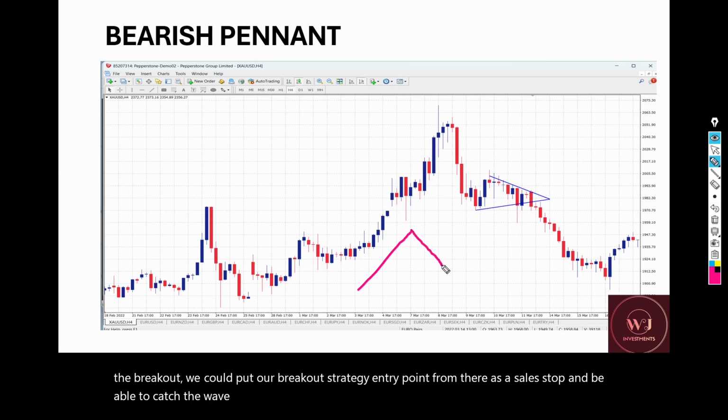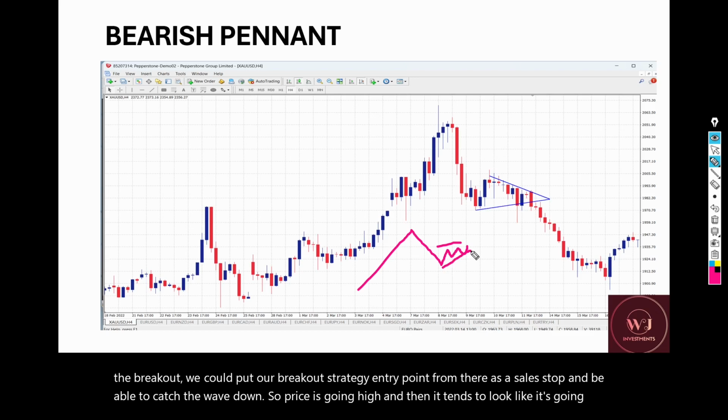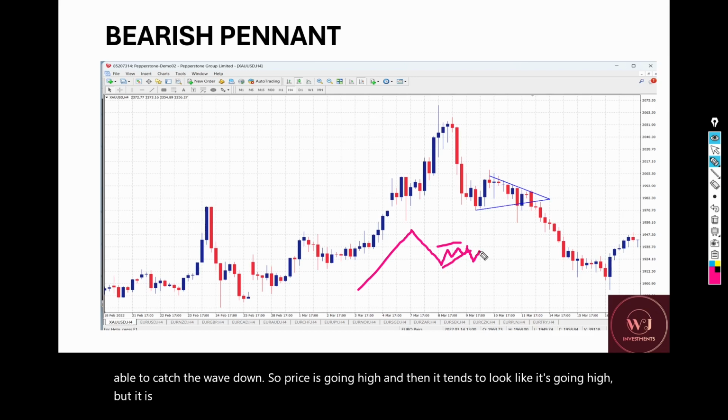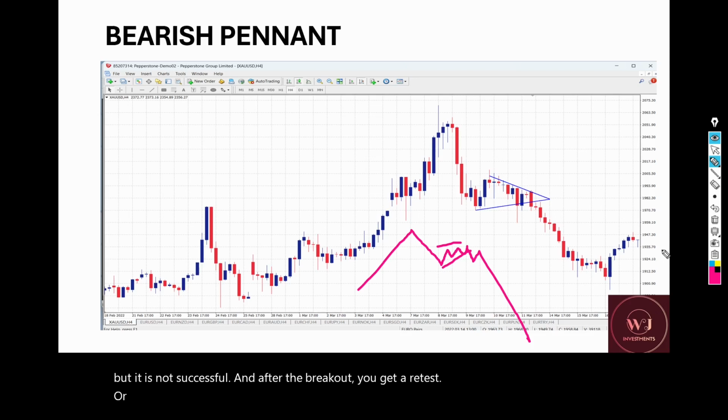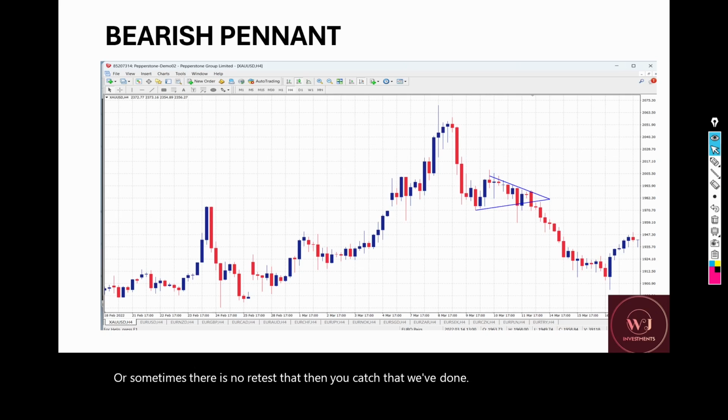So price is going high, and it looks like it's going high, but it is not successful, and after the breakout you get a retest, or sometimes there is no retest, and then you catch the wave down. So those are the continuation chart patterns.